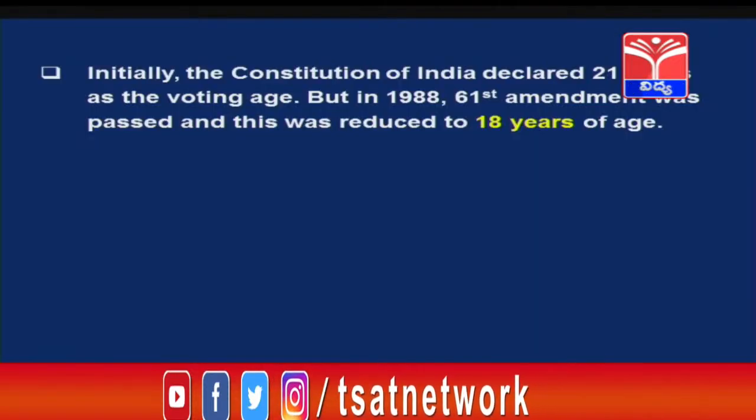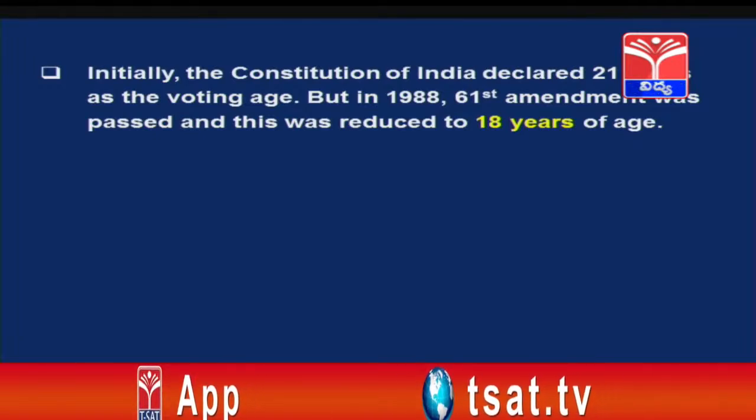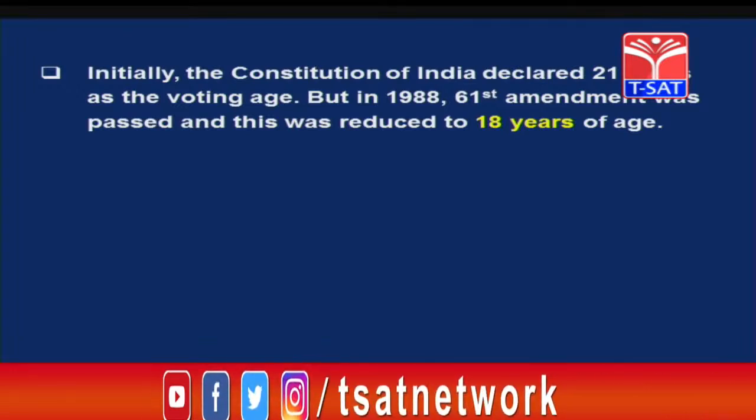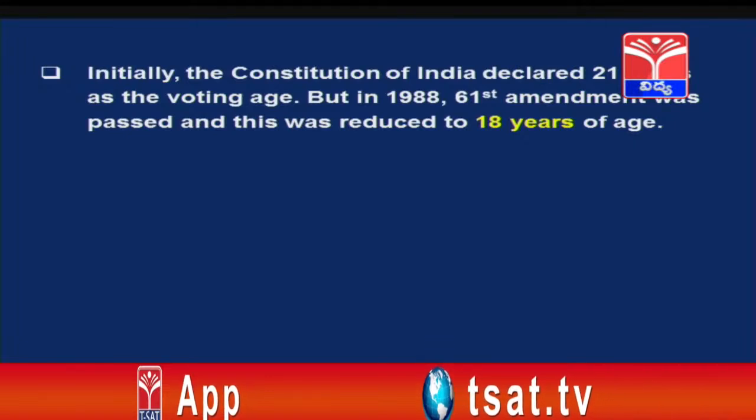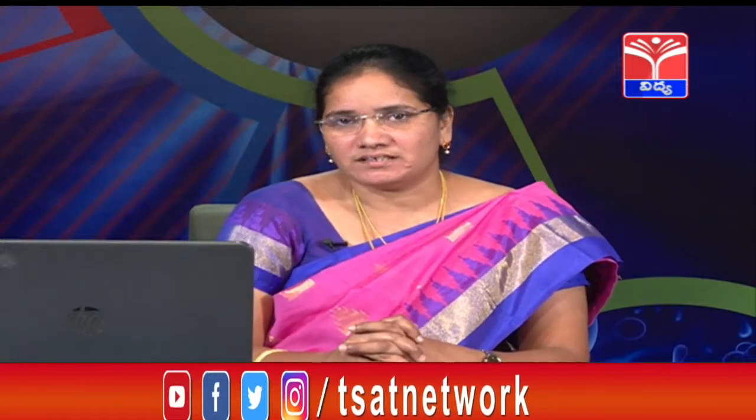Now, let us see who will vote in the elections. Initially, the Constitution of India declared 21 years as the voting age. But in 1988, the 61st Amendment was passed. Children, what is the meaning of amendment? If anything is to be changed in the Constitution, that can be done through amendment. Okay. So, the 61st Amendment was passed. This was reduced to 18 years of age. That means the present eligible age for voting in the elections is 18 years now.